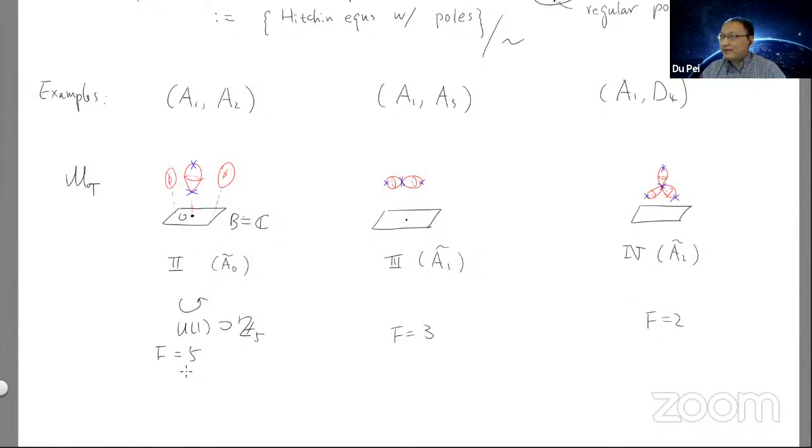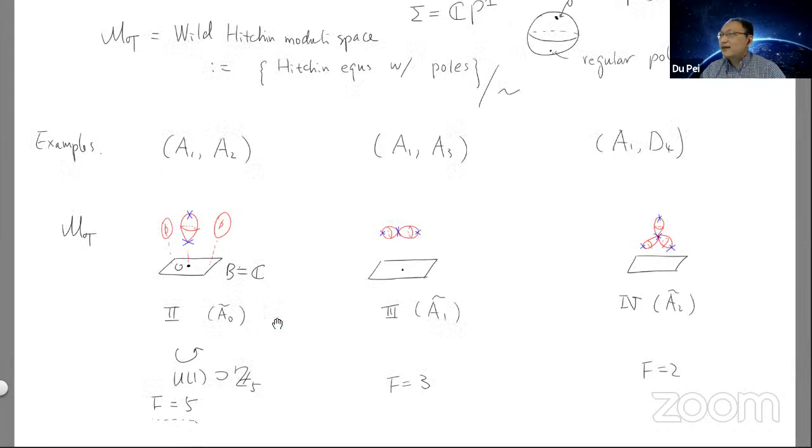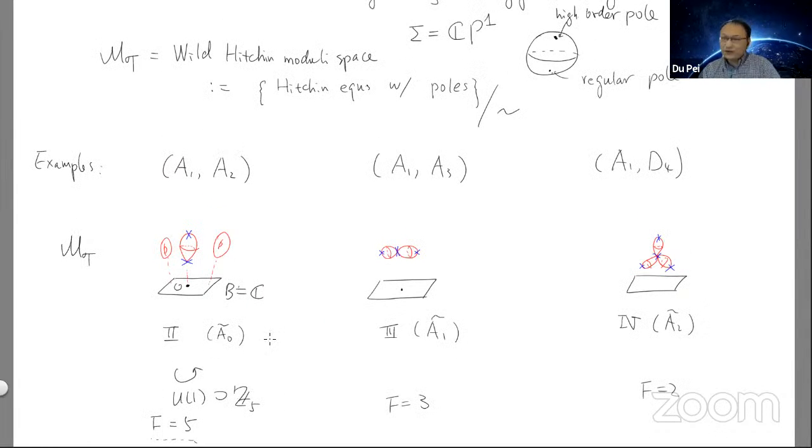So F, from the point of view of wild Hitchin spaces, is basically telling you that there is some interesting Stokes phenomenon when you are solving these PDEs around the higher order pole. So there are going to be some Stokes rays. And F is roughly the total number of Stokes rays.